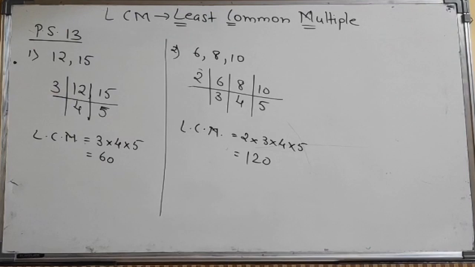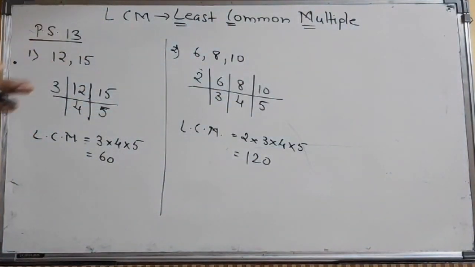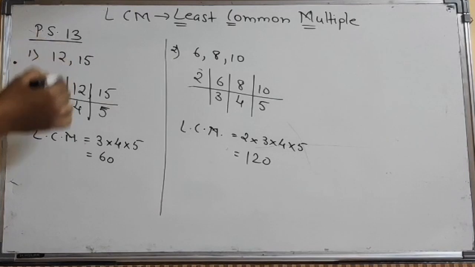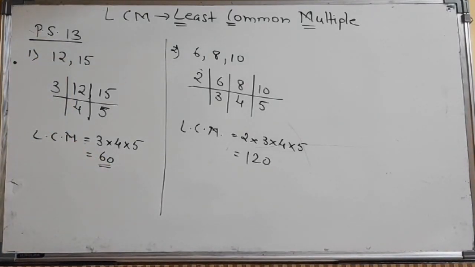Now remember students, for any two numbers or any three numbers, four numbers, however many numbers you're finding LCM and HCF of, the product of all these numbers is equal to the product of their LCM and HCF. For example, look at over here. In this example, what is the LCM we found out? 60. Now what is the GCD or HCF we have?